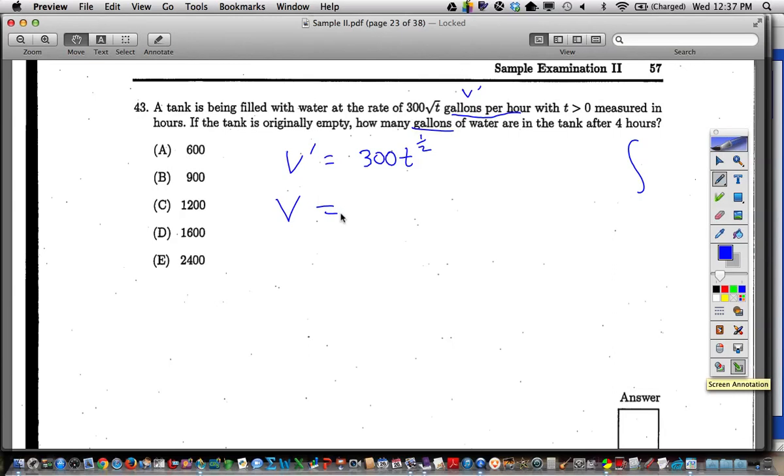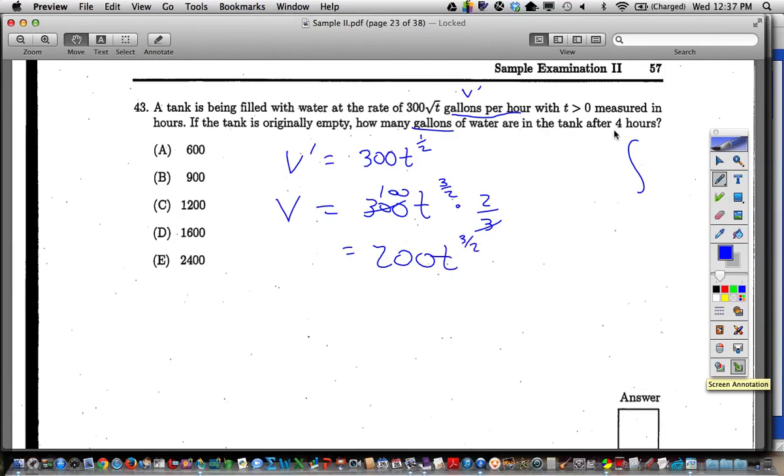So one way of thinking would be, okay, I got gallons per hour, which I'll call V prime, and I want to get to V. Well, I do the antiderivative. So I'll raise this up to 3/2, so I've got 300 t to the 3/2, divided by 3/2, that'd be what? Times 2/3. So that would cancel that, that'd be 100. So I would have 200 t to the 3/2.